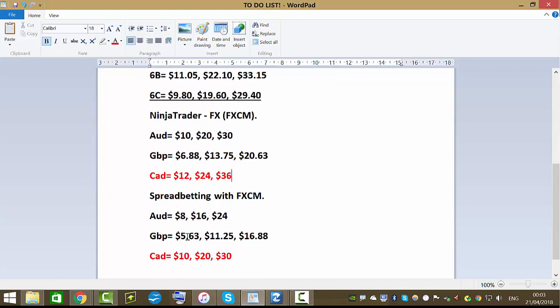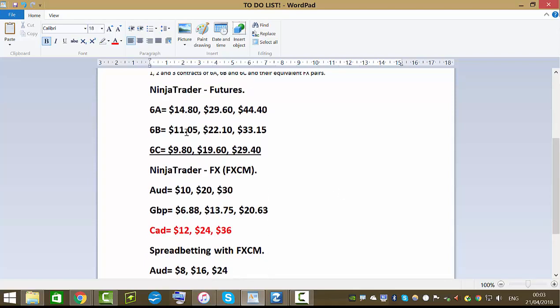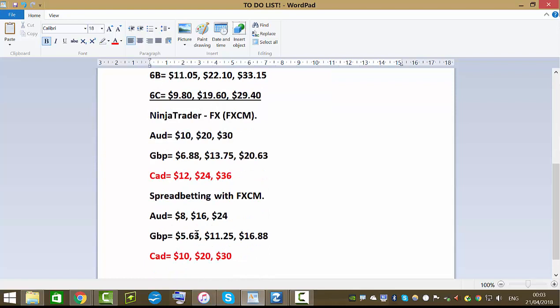If I look at Great British Pound cable against the futures, you make a saving of pretty much 50% if you look there. And it's like $1.25 cheaper than NinjaTrader FX. So again, CAD loses. It's cheaper than the NinjaTrader FX option, but it still loses against the futures just about by a few cents. So what does this mean?